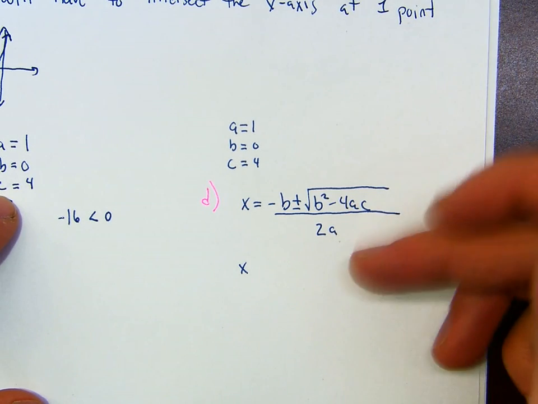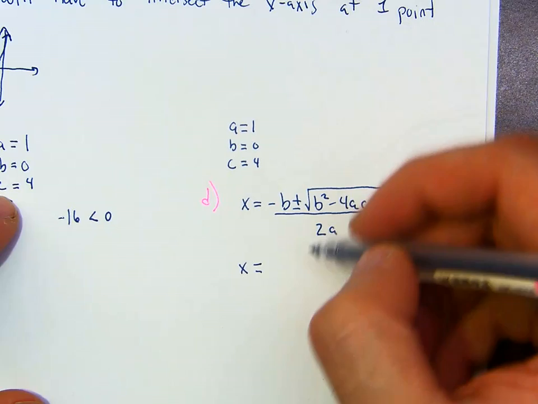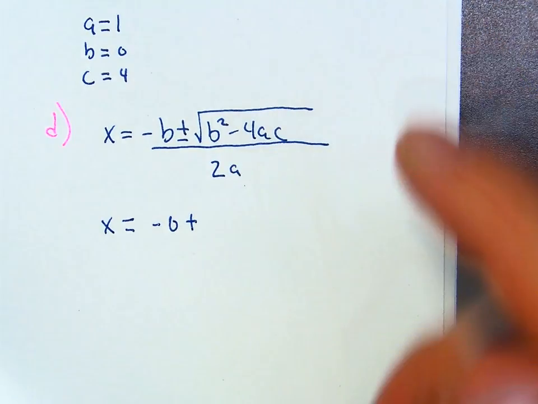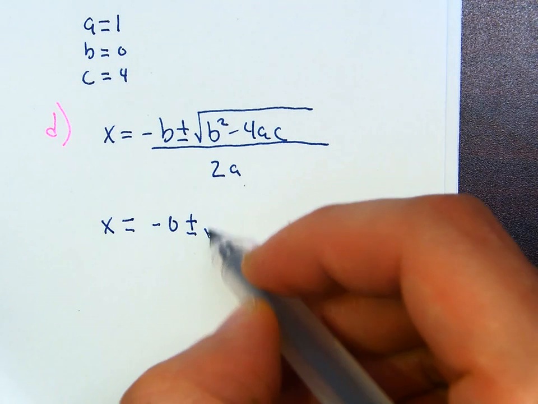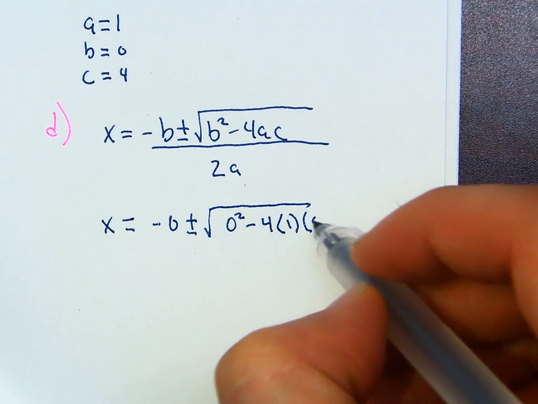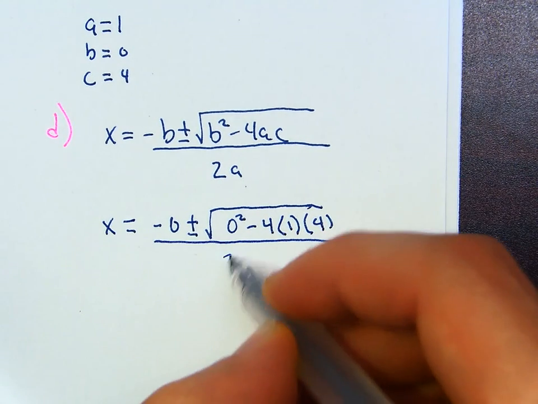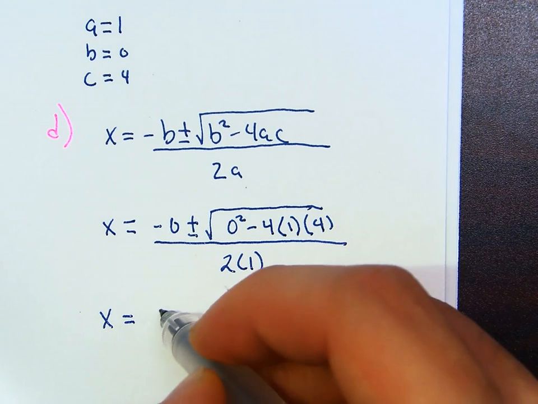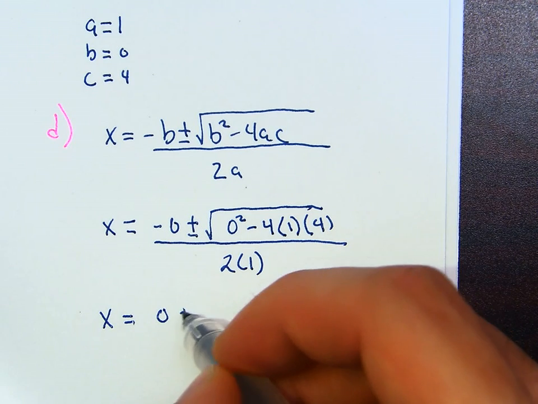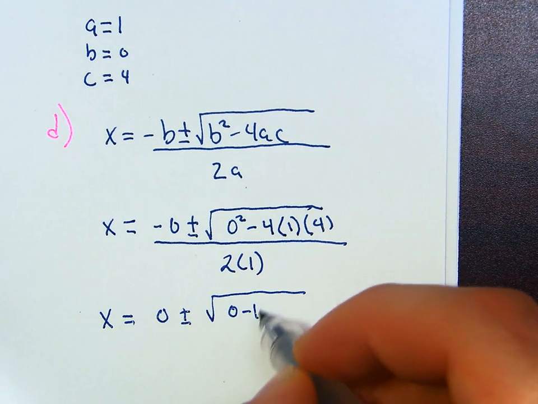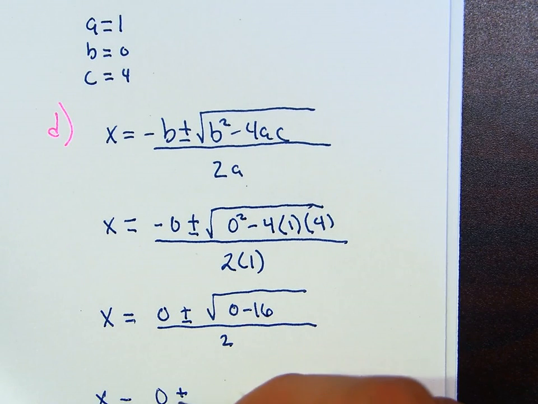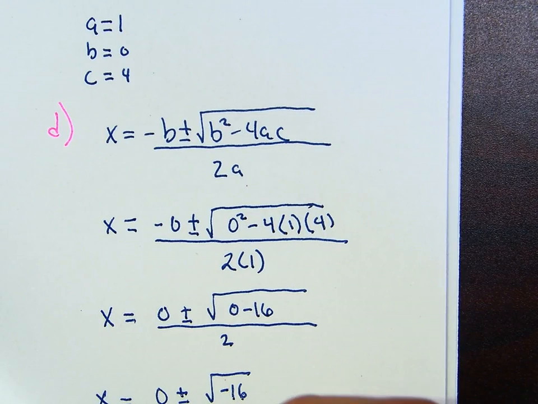Right? What I want you to do is try and do it by yourself before you actually see me do it, right? So this is what? Negative 0 plus, let me zoom in a little bit. This is negative 0 plus or minus the square root of 0 squared minus 4 times 1 times 4. Okay? All over 2 times 1. So x is equal to 0, because you know, there's no such thing as negative 0. Plus or minus the square root of 0 minus 16 over 2. So x is equal to 0 plus or minus the square root of negative 16 over 2.